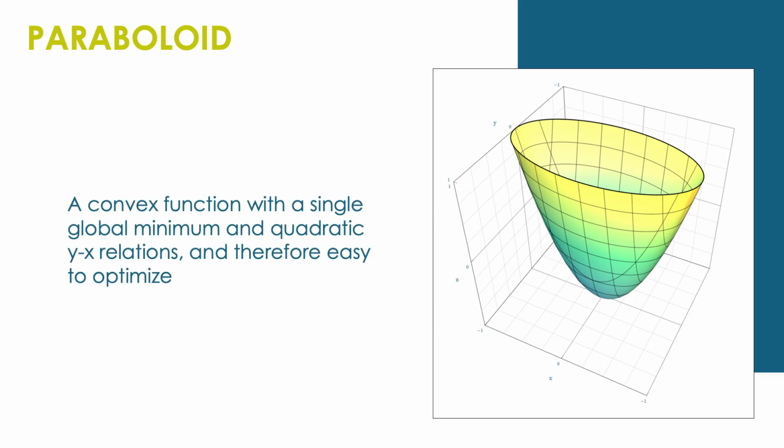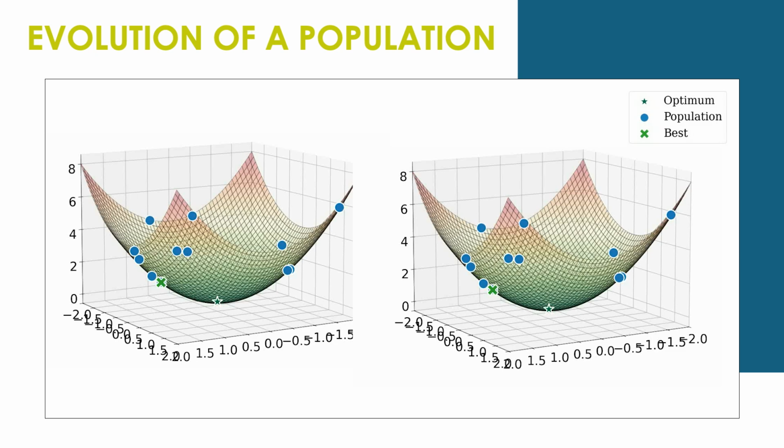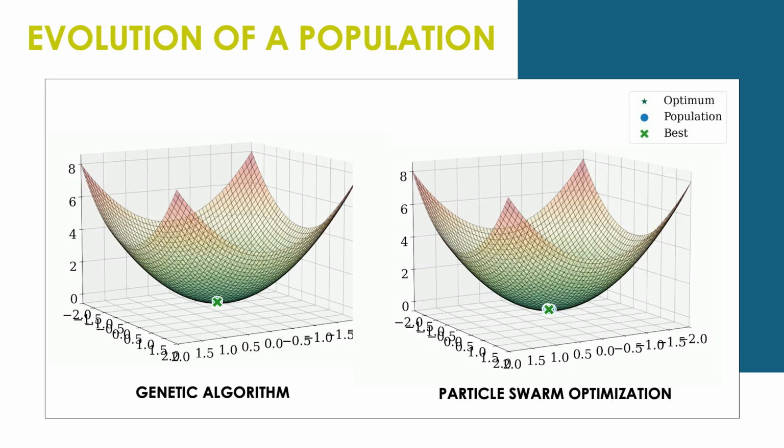Let us focus on the paraboloid, a convex function with a single global minimum and quadratic y-x relations, and therefore easy to optimize. As mentioned in the previous video, many metaheuristic optimization techniques work with a population of solutions that is iteratively improved. For instance, these two videos show the evolution of the same initial population with two different techniques. The video on the left shows a genetic algorithm, the one on the right a particle swarm optimization. In both cases, the population quickly converges to the global minimum. At a first glance, the two processes may appear similar, but they arise from different paradigms. Let us dive into the details.